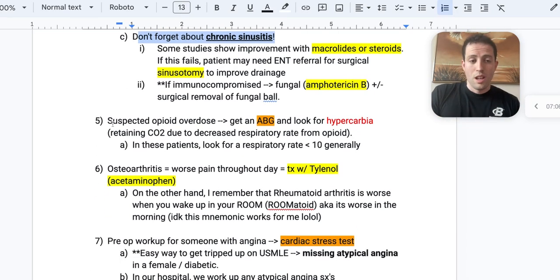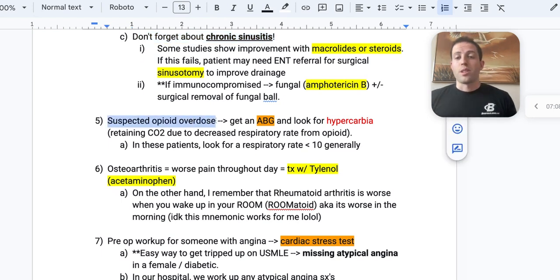All right. What do you do in a patient where you suspect an opioid overdose? You want to get an ABG stat. And so the reason to do that, an arterial blood gas, is to look for hypercarbia. And that's going to be a retention of your CO2. Patients that have opioid overdoses, they're going to have a very, very low respiratory rate. So they're not breathing out all their CO2 levels.